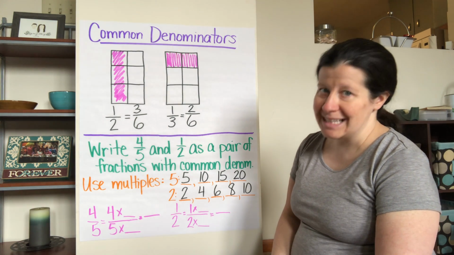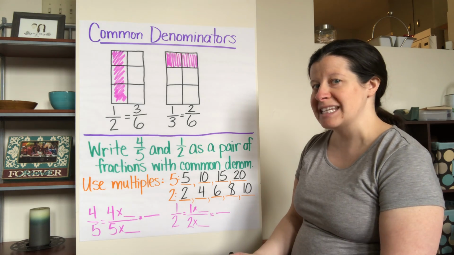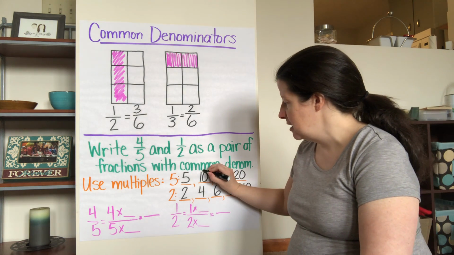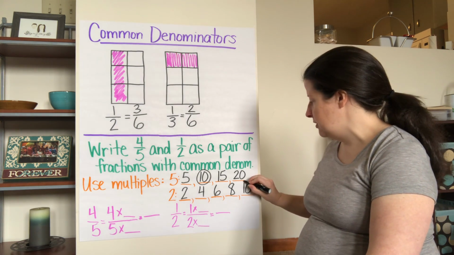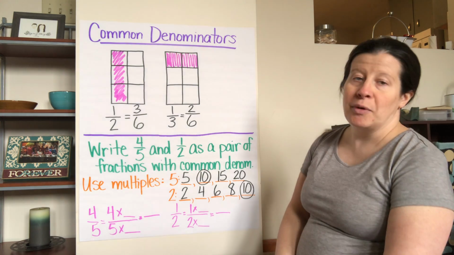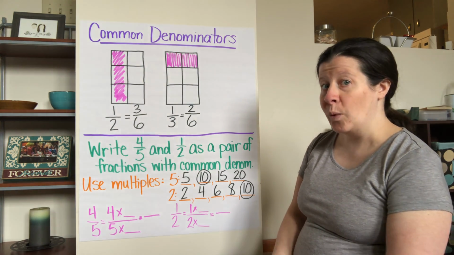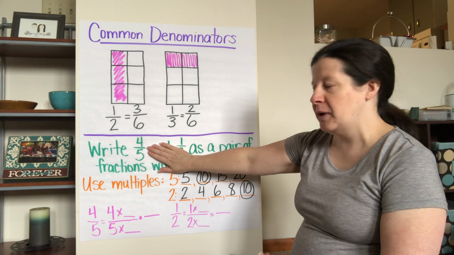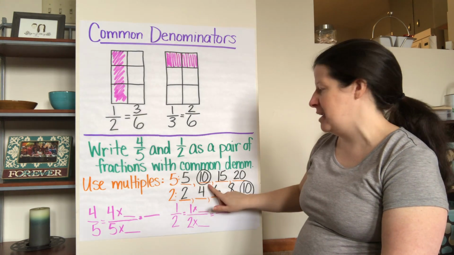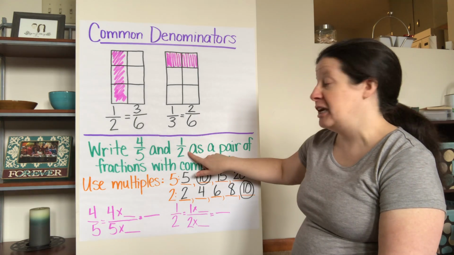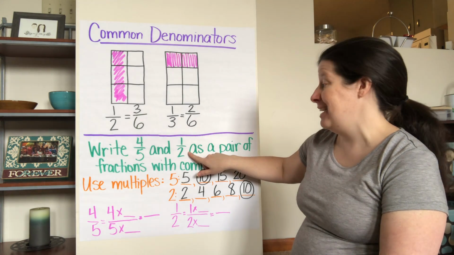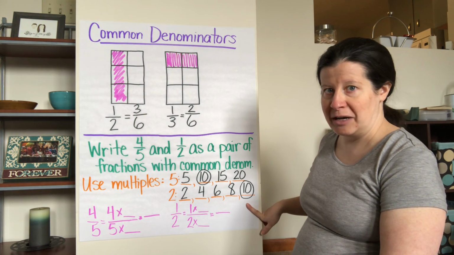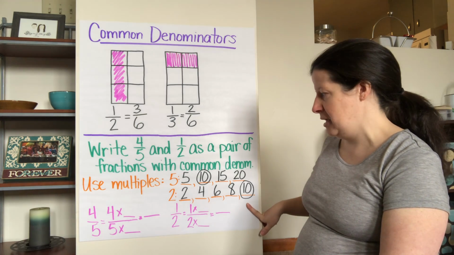Now that we have their multiples listed, is there a multiple that is common between both 5 and 2? I see a common multiple of 10. They both have 10 as a multiple. What that means is we could change 4/5 into a fraction so that its denominator is 10, and then we can change 1/2 into a fraction so that its denominator is 10. Then, once they have the same denominators, we would be able to compare those fractions a little bit easier.